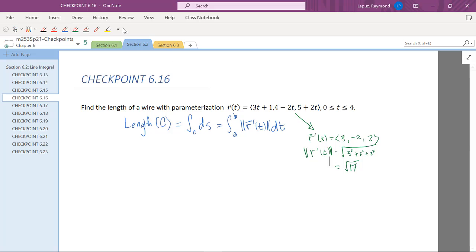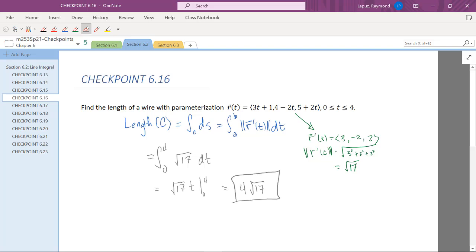All right, I think we are all set. We have our limits of integration. So the length of this curve C would be the integral from 0 to 4 of the magnitude of r prime of t, square root of 17 dt. And that's just the square root of 17 times t, and we're going to evaluate t from 0 to 4. And 0 is going to be 0, so this is just going to be 4 square root of 17.